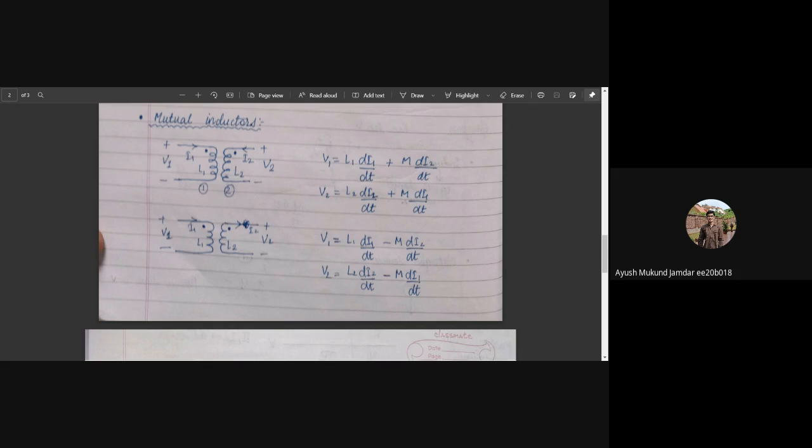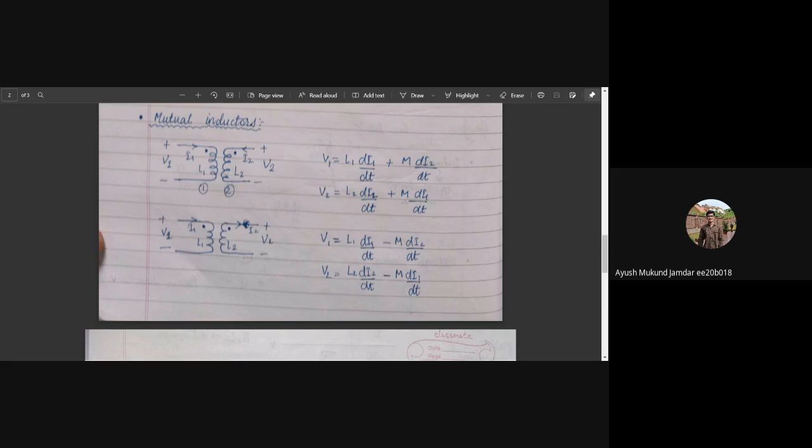This type of coupling is called aiding coupling. And in the second one, you can see minus M has been used, that is, currents are flowing such that one is towards the dot, the other is away from it, and this is the opposite type of coupling. And here we will take minus M. So this was the dot convention to avoid ambiguity.